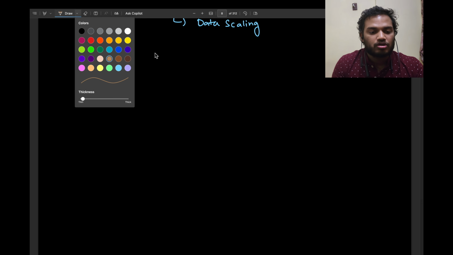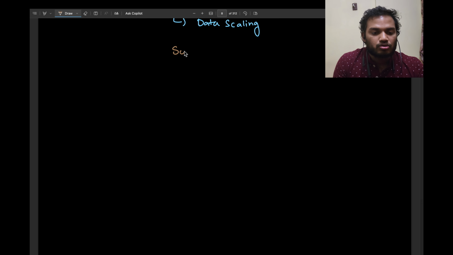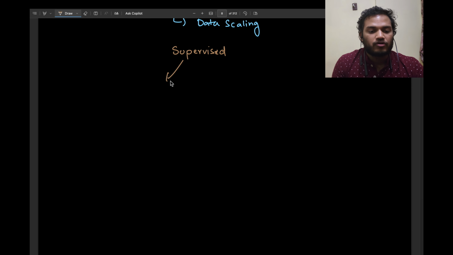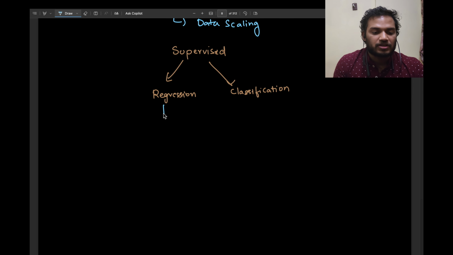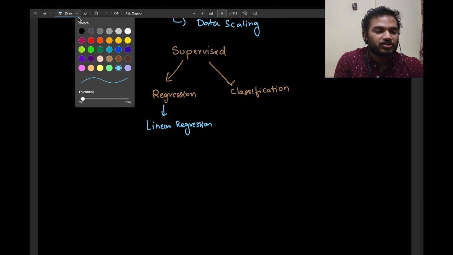Now let's move on to the next thing. If you remember, within supervised learning, there are two kinds of algorithms. One is regression algorithms, and the other type is classification. For regression, we have already discussed one specific algorithm, that is linear regression. So this is already done. Now let's look into some of the classification problems.